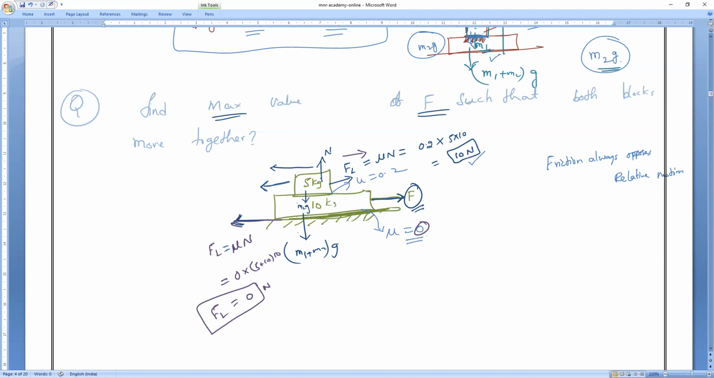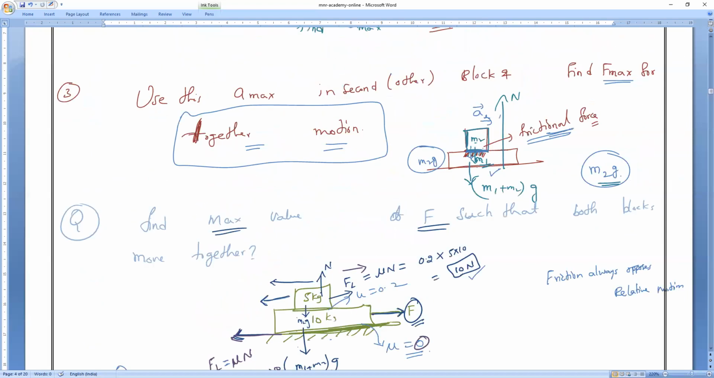In the same way, I have found F limiting for the surface and the first body. As we know, the coefficient is given as 0, so F limiting will become 0 for the surface and the first body. Are you clear, everybody? Step 1 is completed. Am I right? Step 1 completed or not? Yes, sir.